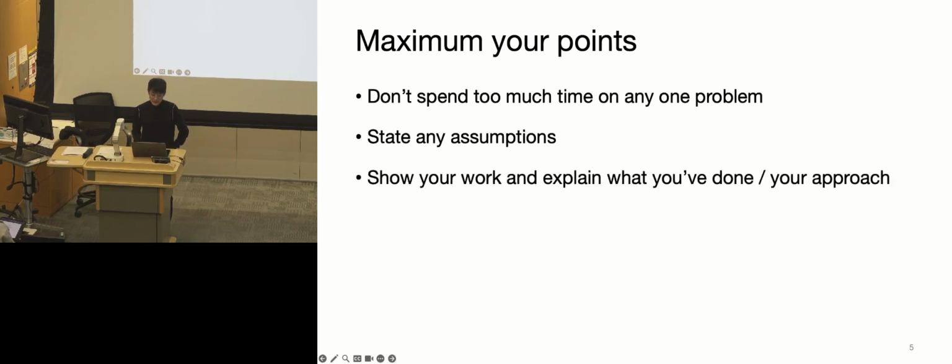Also show your work and explain what you have done and your approach. Those are for partial credit. Just in case you get the last step wrong but the previous steps are actually correct, then we can still give you some partial credit.